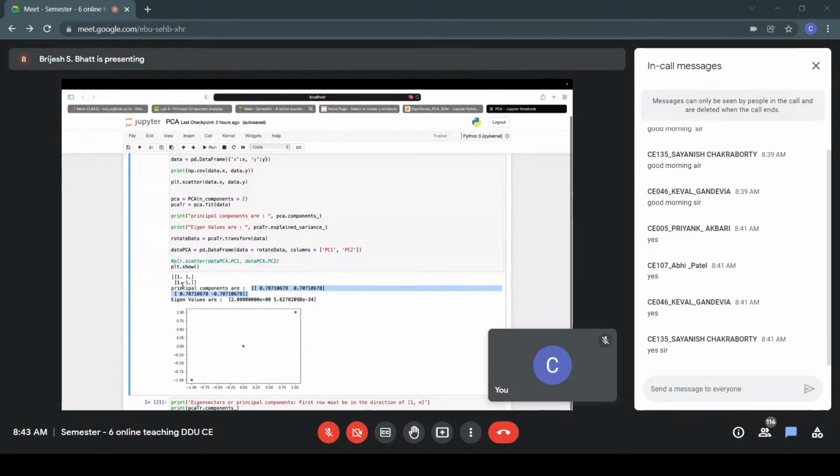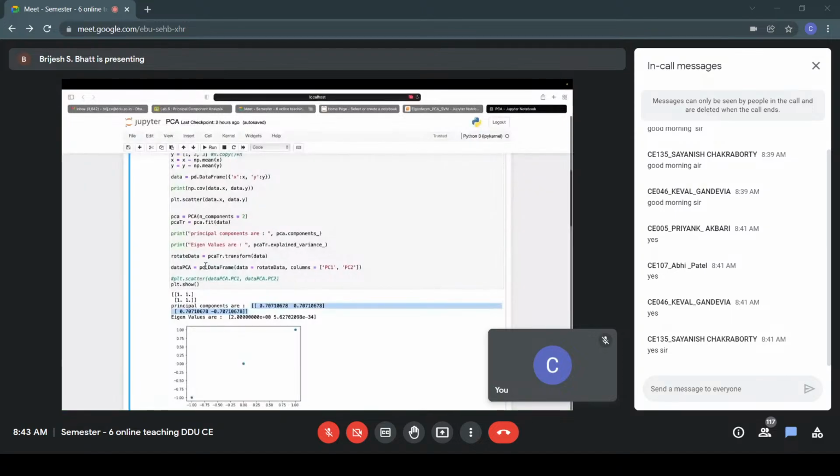Yeah, so this is the value we want to find. This is what the principal component analysis algorithm would do. Given the data points x and y, or any other data points for that matter, it calculates the covariance matrix and finds the principal components corresponding to the eigenvalues.